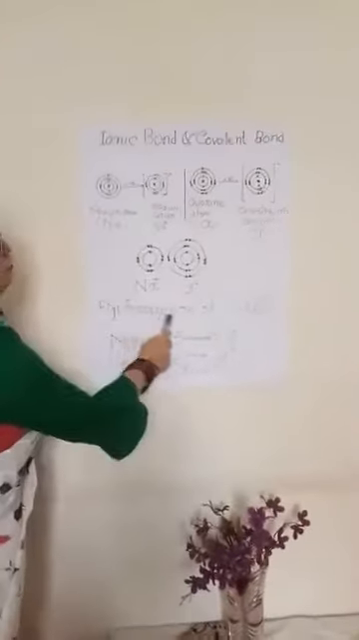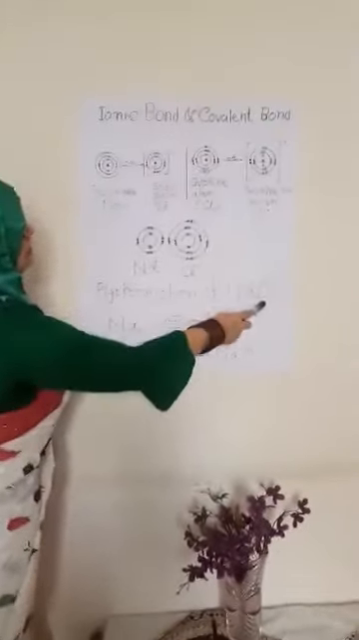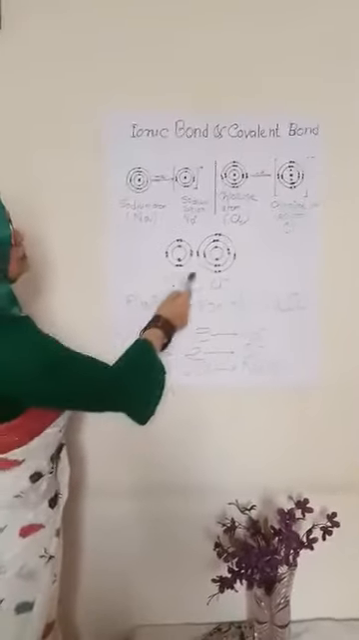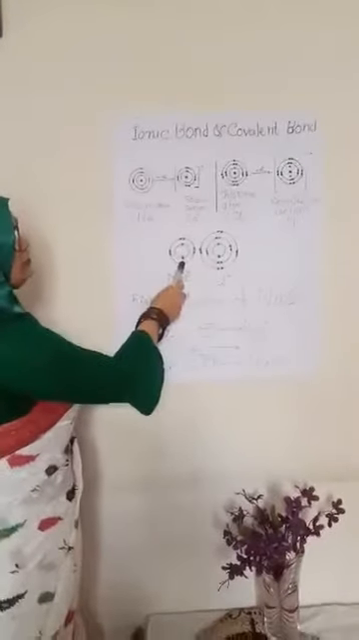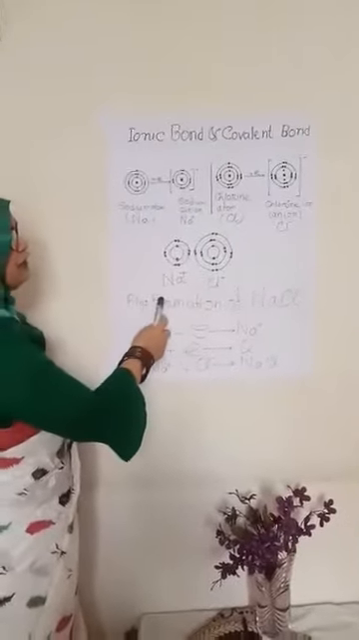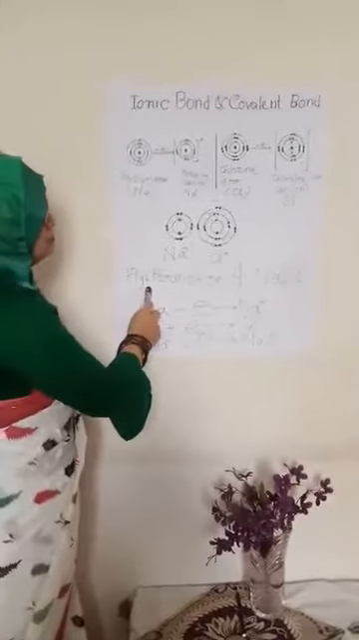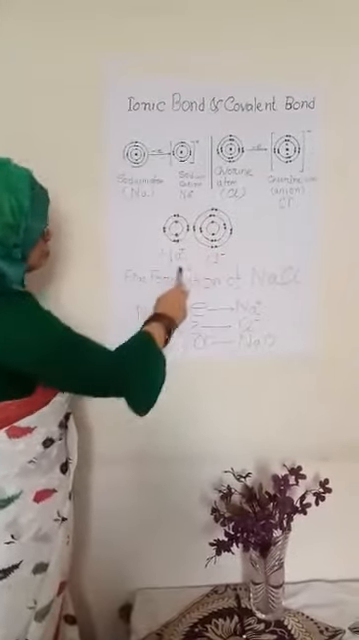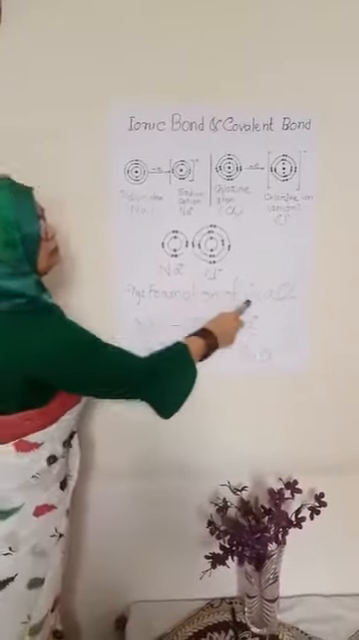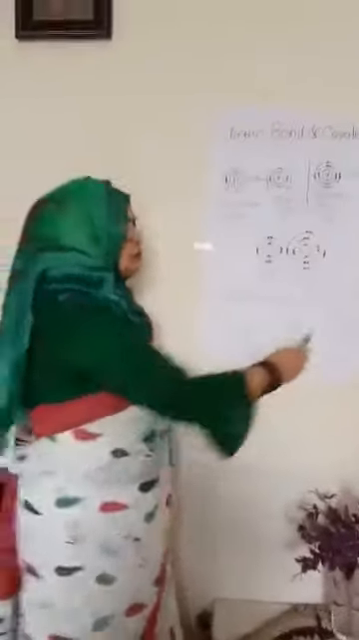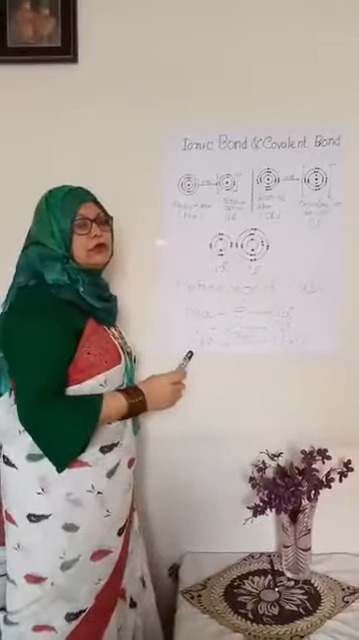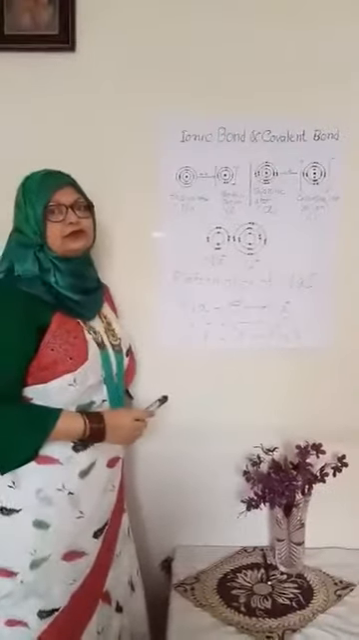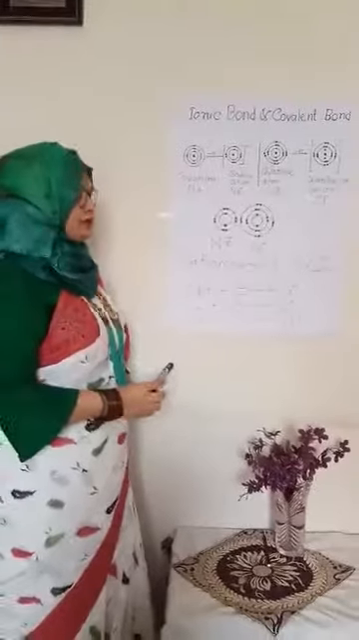Here, formation of sodium chloride. You see sodium ion and chloride ion close together, and by the attraction force they form a bond, and the compound is called sodium chloride. Now, sodium chloride is formed by ionic bond. Sodium chloride is an ionic compound. What is ionic compound? The compound which is formed by ionic bond is called ionic compound.